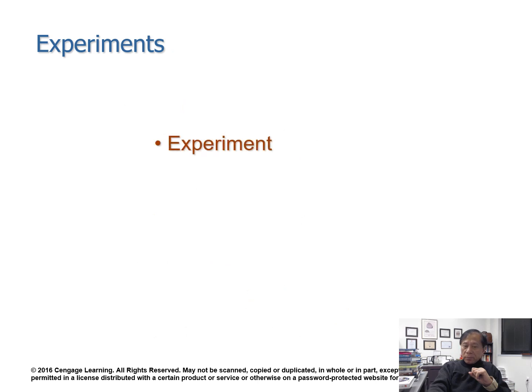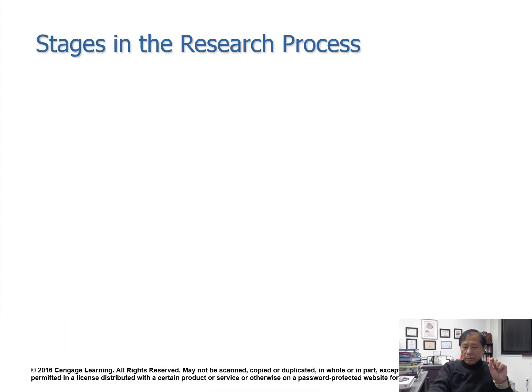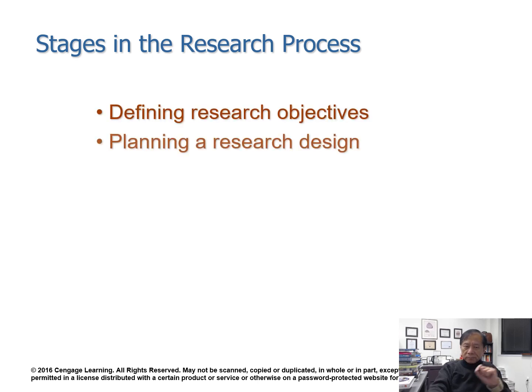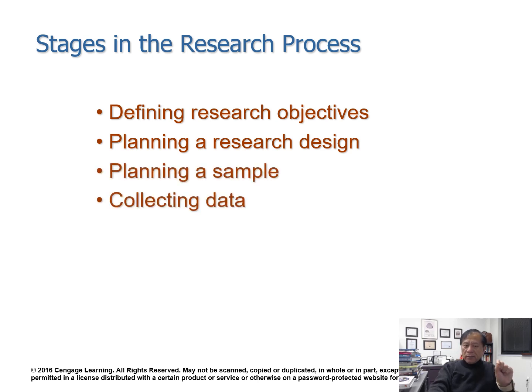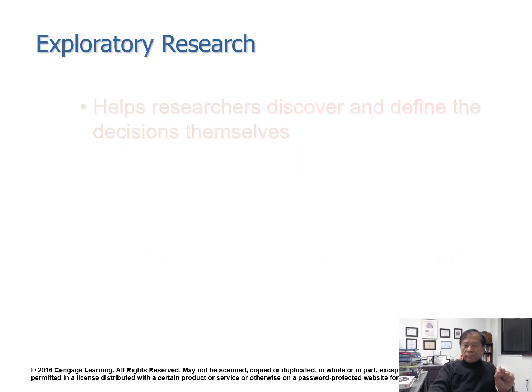Then we talk about experiments, experimental variables, manipulation, okay? The manipulation of those experimental conditions, manipulation check, okay? Stages in the research process: from defining the objective, plan your design, plan your sample, collect your data, analyze your data, conclusions, and report writing. Okay.